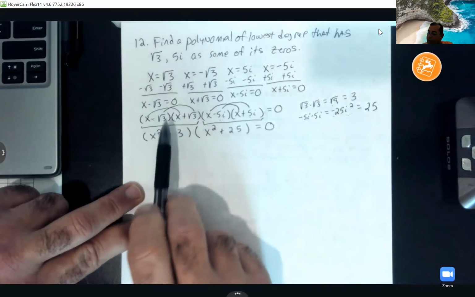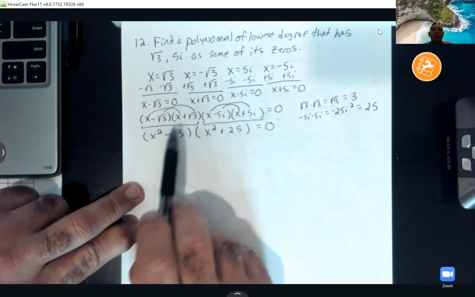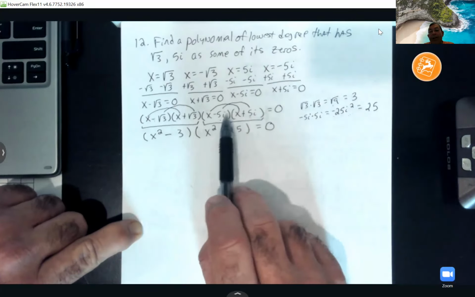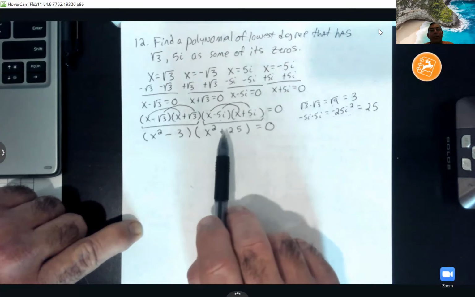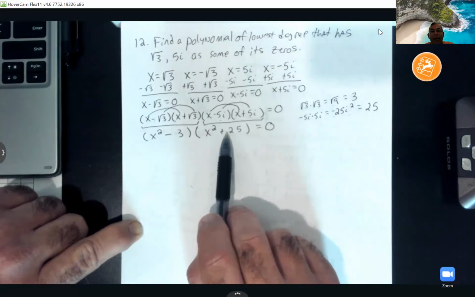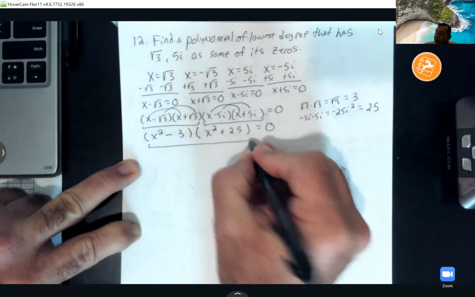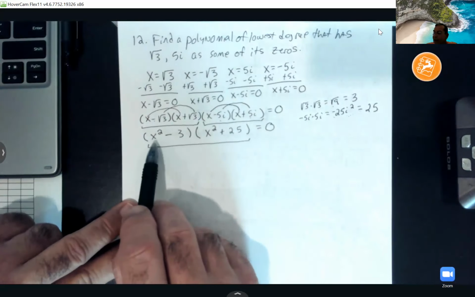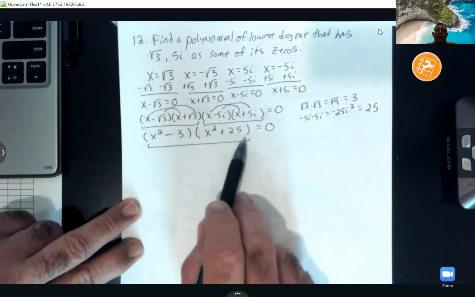So y'all watch this. Conjugate pairs of radicals always end up being subtracted. Conjugate pairs of imaginary numbers always end up being added. All right, y'all. Now we get to FOIL these two things together. And these are not conjugate pairs, so I got to FOIL everything.